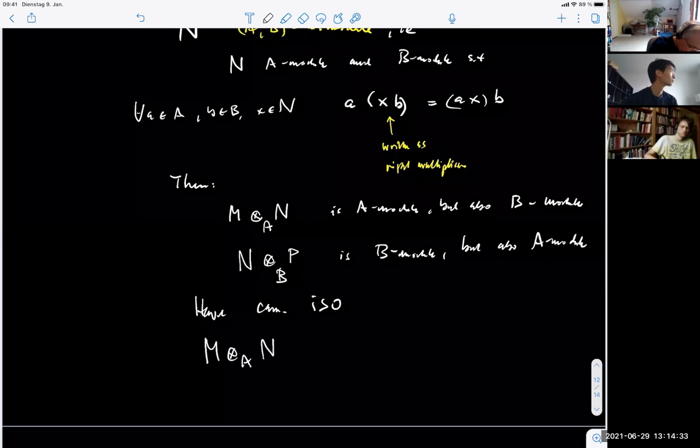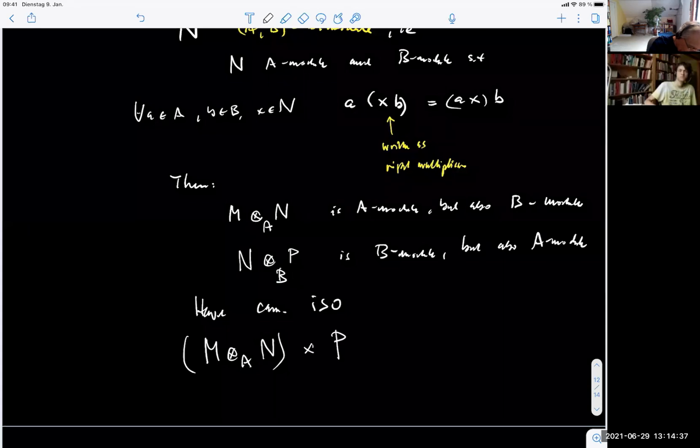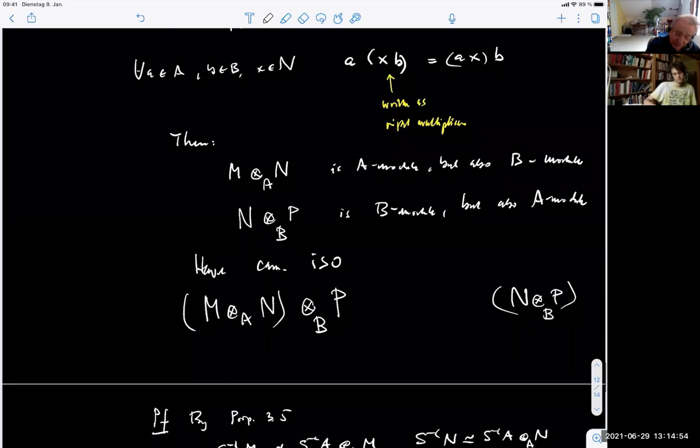So I form this. And then I form the tensor product with P. But this is, okay, a tensor product of P modules. On the other hand, I can also do this. Tensor product of P modules. And then remember, it's also an A module. Form the tensor product as A modules. And the statement is that they are isomorphic. And the map, I mean, what will it be?